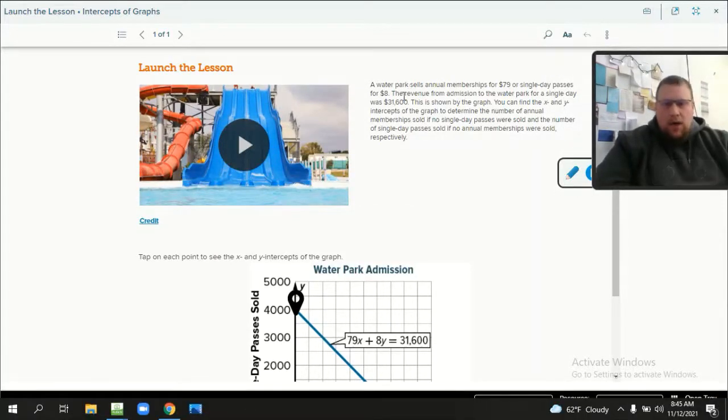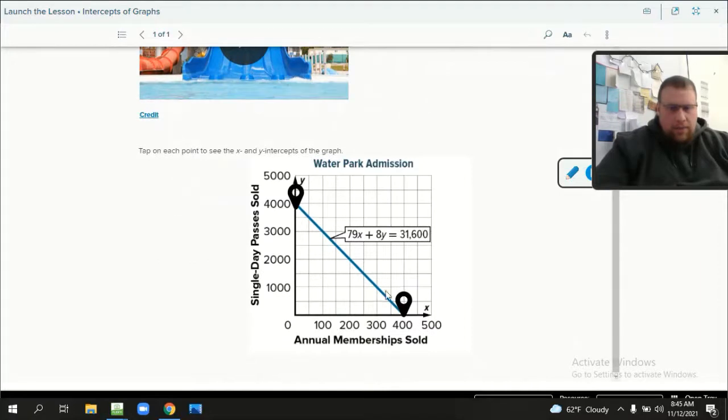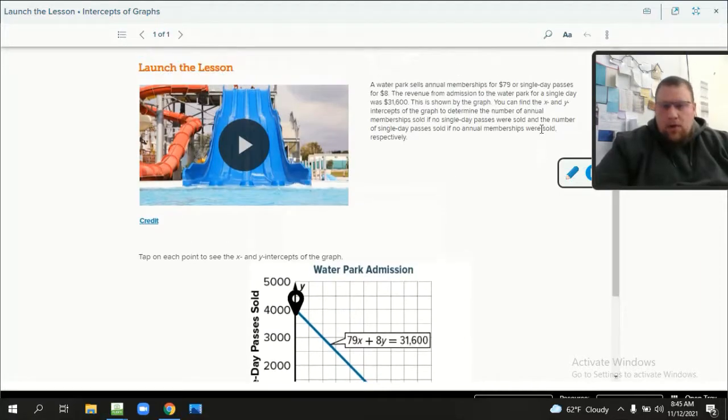It says a water park sells annual memberships for $79 and single day passes for $8. The revenue from the admissions to the water park for a single day pass was $31,600. This is shown by the graph down here. Okay, we see that? You can find the X and Y intercepts of the graph to determine the number of annual memberships sold if no single day passes were sold, and the number of single day passes sold if no annual memberships were sold, respectively.